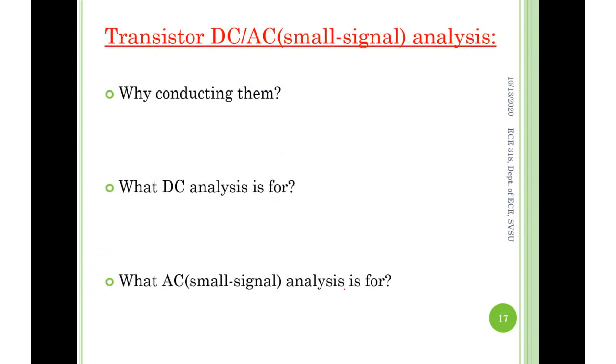We can stop here for today. And from the next lecture on, we're going to study the DC analysis. At the beginning of that, I will once again review the concept. What does it mean by DC analysis? And what does it mean by AC analysis? Why are we conducting them? All of these concepts must be very clear. Otherwise, you don't even know what you're doing, or why you're doing so.